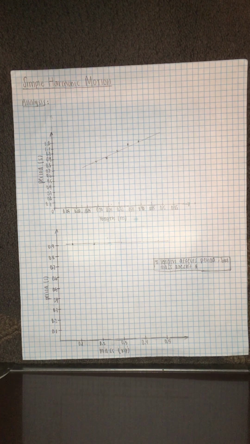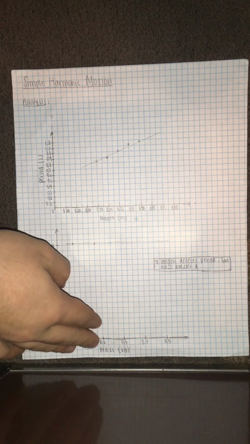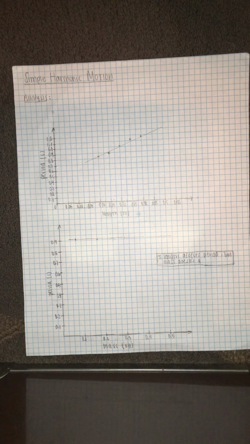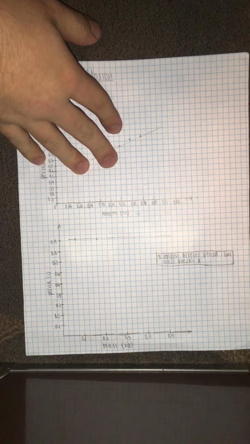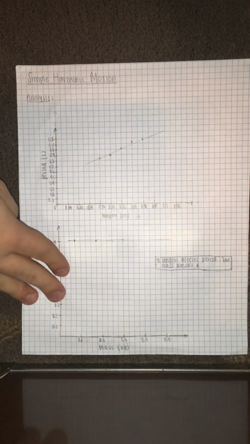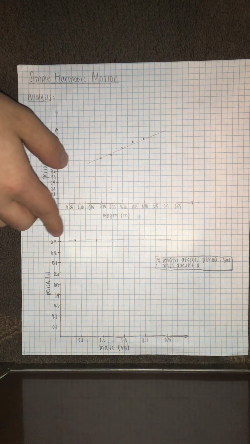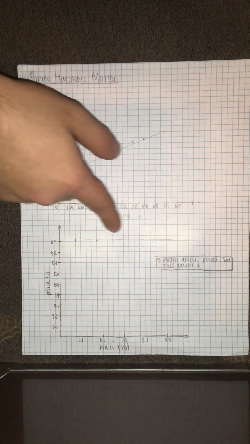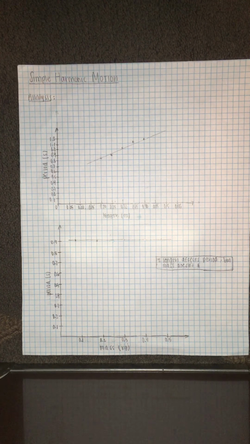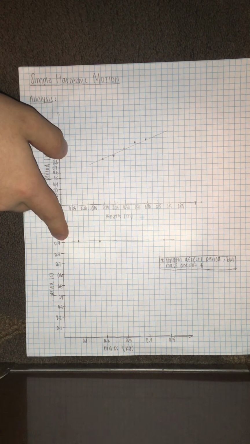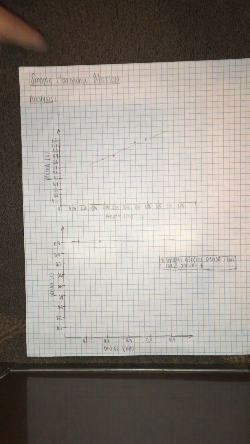And then for the second set of data, we did mass versus period, because this is the one where we had varying masses. Here we had constant mass. Here we have constant length. But for mass versus period, we noticed that we have a straight line of best fit. We have a constant period, 0.9. Actually, we had 0.91. So you can notice that it's just a straight line across.